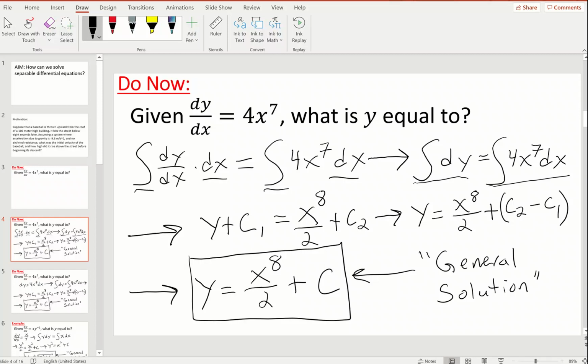Okay, so we've solved an equation, and we have basically a function, but really we have a family of functions, because depending on what the value of c is, the graph is going to look slightly different. In this particular case, since we're adding c to the term x to the 8th over 2, this constant will act as sort of a vertical shifter. So the curve will either be shifted up or down depending on the value of c.